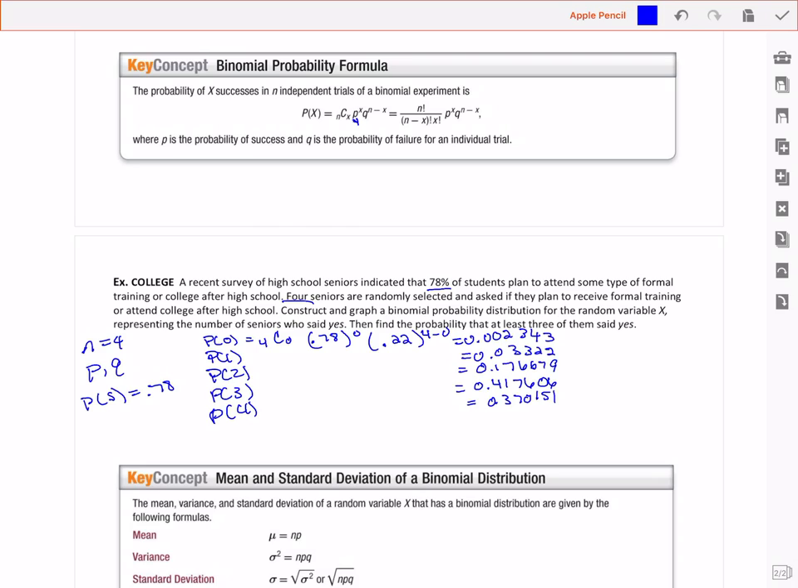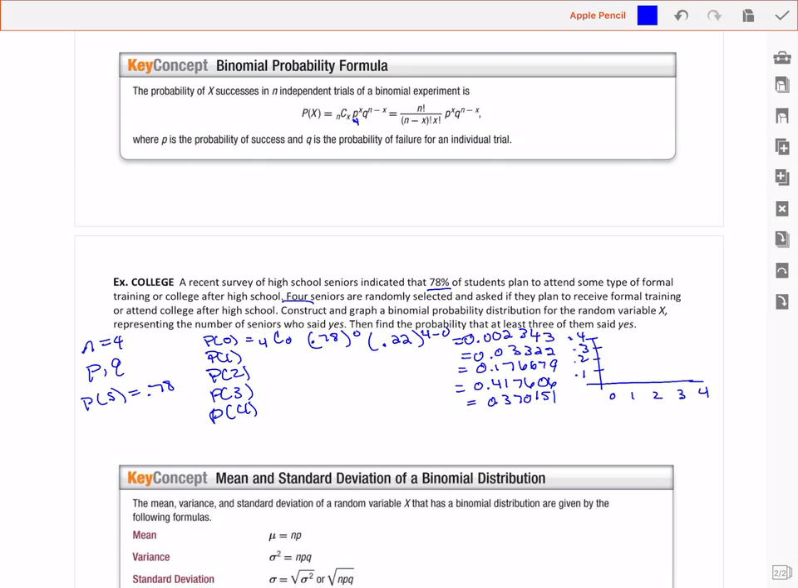Okay, so that's just the probability of each of those occurring. Now we do need to make a graph. Looks like my highest probability is 0.4 here, so I'm just going to say 0.1, 0.2, 0.3, 0.4. And we've got 0, 1, 2, 3, 4.